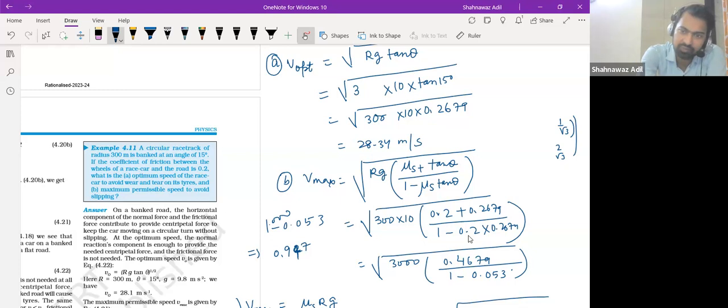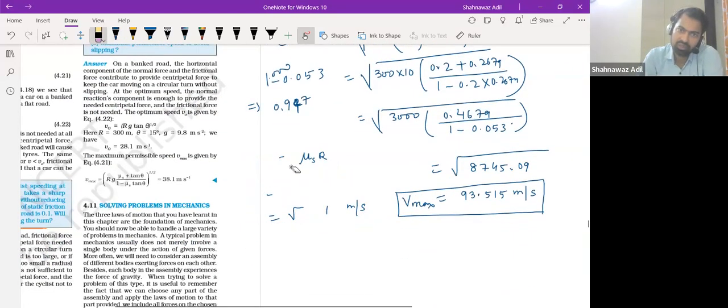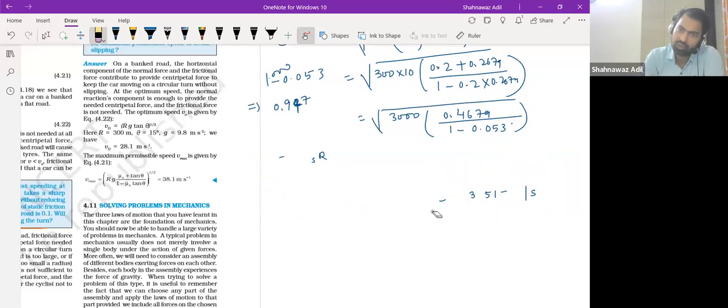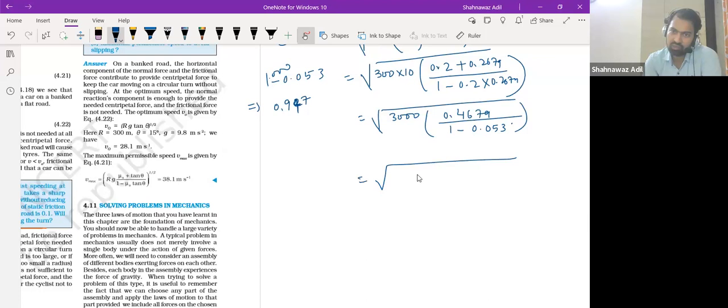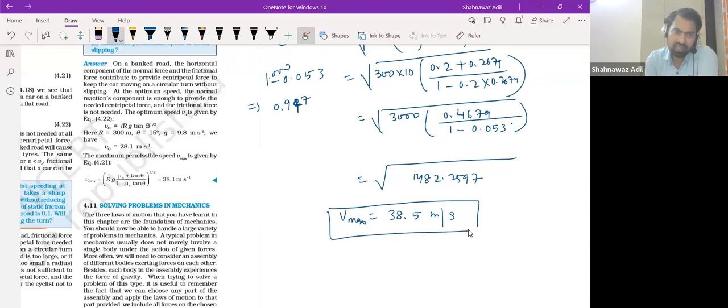So this would be how much? This is root of 1482.2597, and when we take the root, it is 38.5. This is the speed with which the cyclist has to move so that he doesn't slip. In the answer, they are getting 38.1 because they have used 9.8. Okay. Any doubt in this fourth chapter?